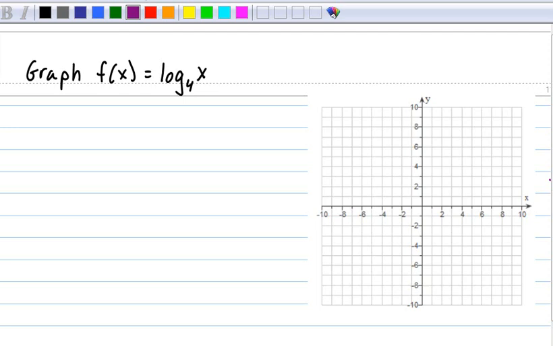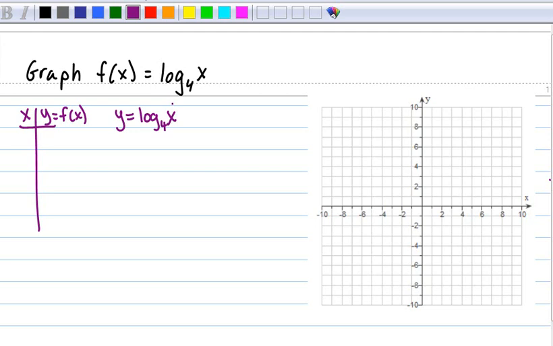I'm going to graph f of x equals log base 4 of x. When we have a new graph that we do not know what it looks like, it's always great to start with a table. So that's what I'm going to do. Now, y is the same thing as f of x, our old notation versus our new. So I could call this y equals log base 4 of x. That's what we'd like to graph.